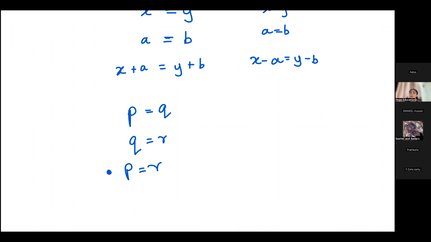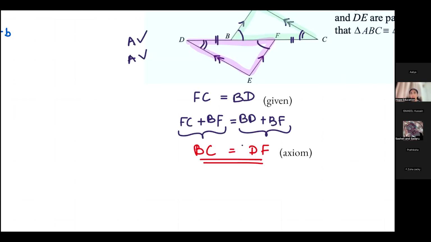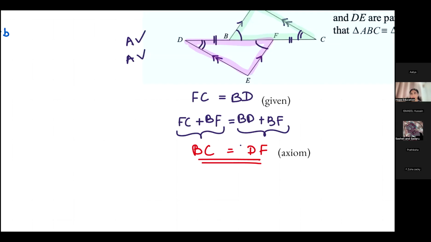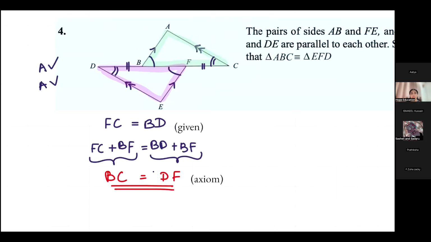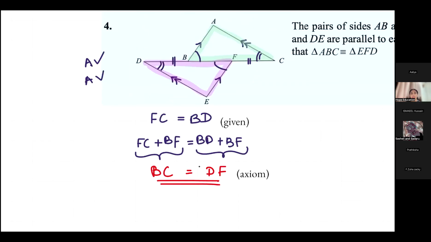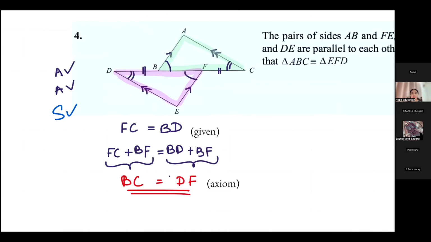Okay. But considering this one, did you understand that, Alia? Yes, teacher. Okay. Now we have to write. Now we have a side pair also. Let's see. BC is equal to DF. We have a side pair, so we will just make them equal. Our two triangles are ABC and EFD.